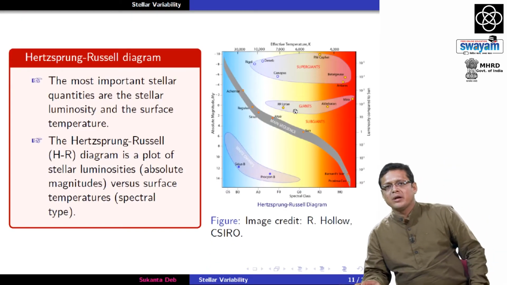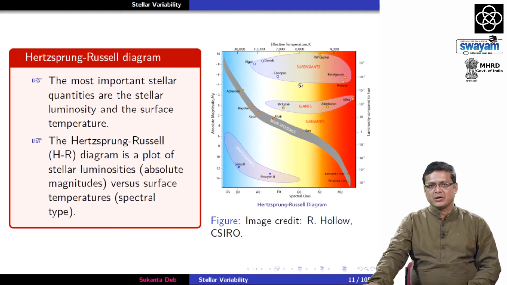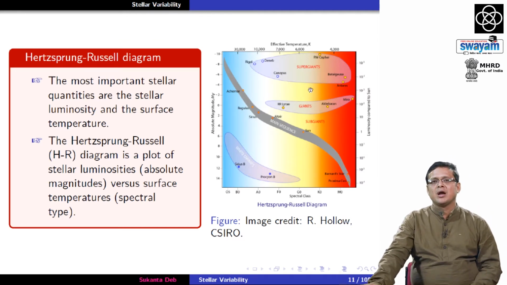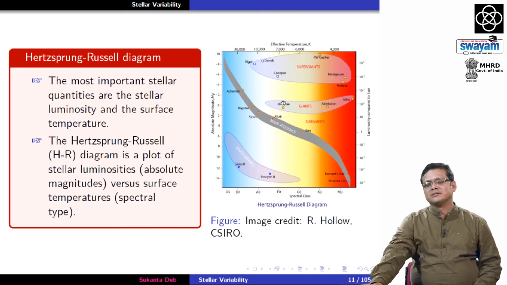Now, one of the important diagrams in astronomy is the Hertzsprung-Russell diagram, in short called the HR diagram. As we have seen, pulsating stars are likely to pulsate when they are in different evolutionary stages in the HR diagram. There are instability regions, and when a star enters an instability region and leaves it, while it is in the region, it pulsates.